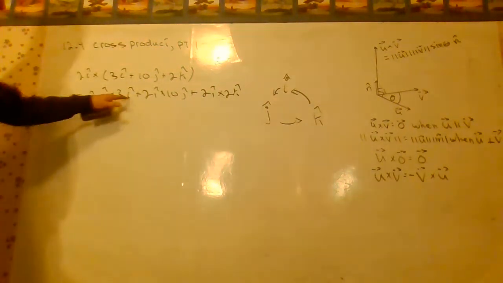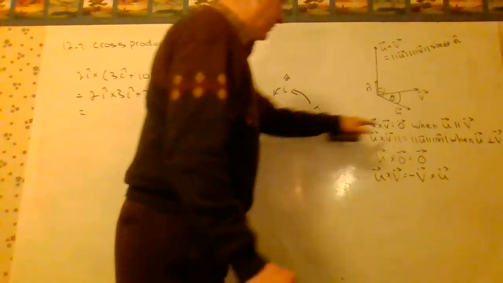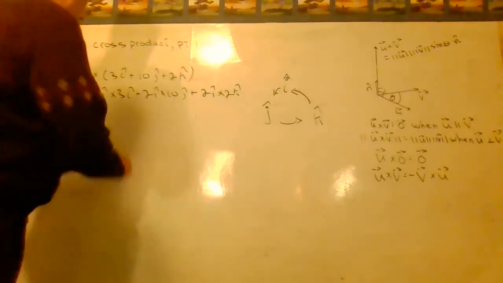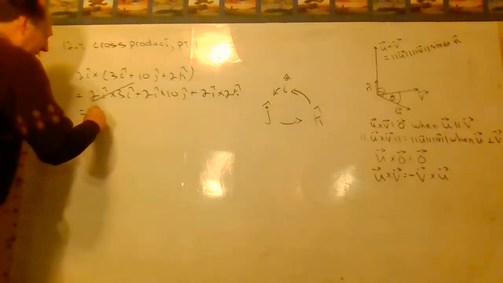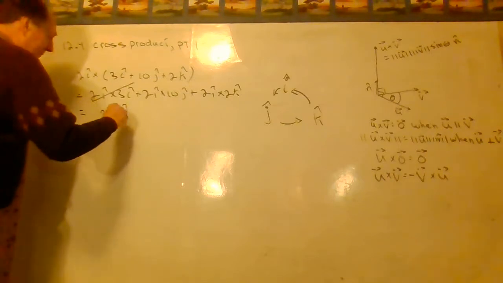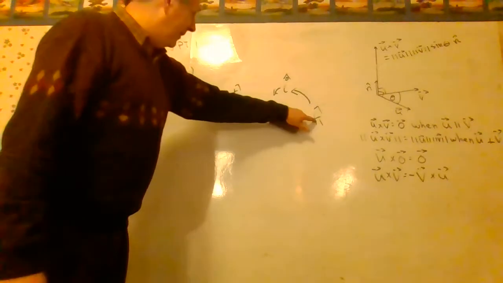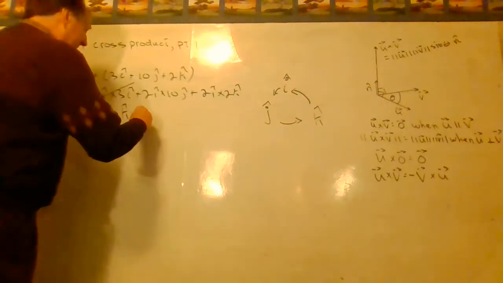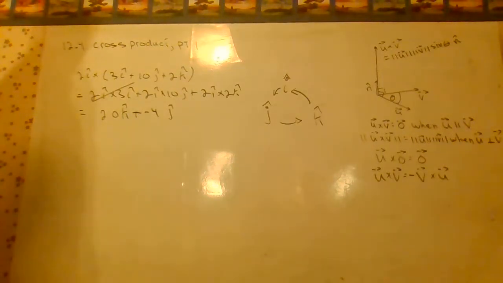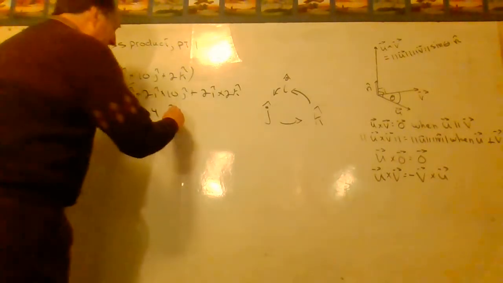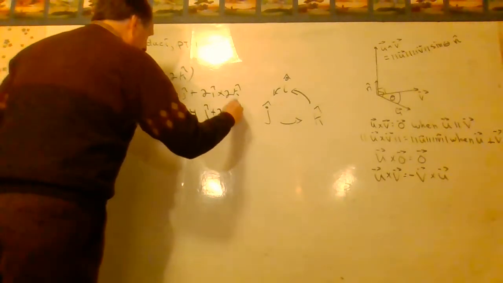Well, i cross i is parallel to i. 2i is parallel to 3i, so what did we say? We get the zero vector, so we can just forget about that. i cross j is k, so we get 20k. And i cross k, we're going backwards, we get negative 4j. And you can write this alphabetically, negative 4j plus 20k.